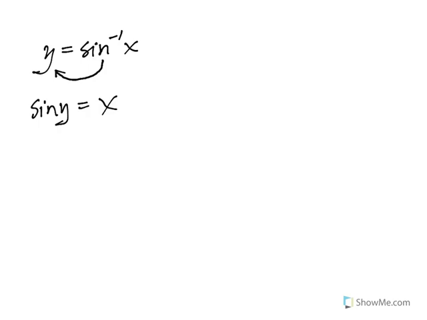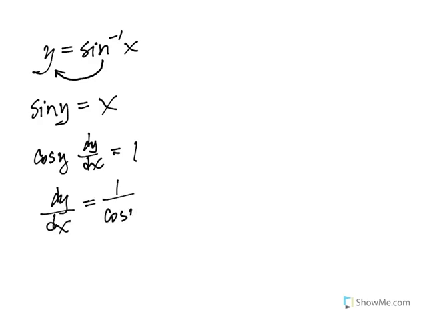But now it's not so bad, because I can derive this. So I've got the sine of y, which turns out to be the cosine of y times 1 dy over dx, because I'm implicitly deriving. This is equal to the derivative of x, which is 1. All right, and then I'm going to divide both sides by the cosine of y. So dy over dx is equal to 1 over the cosine of y.